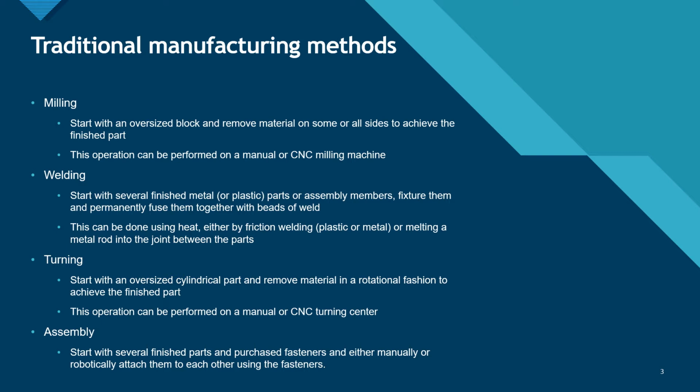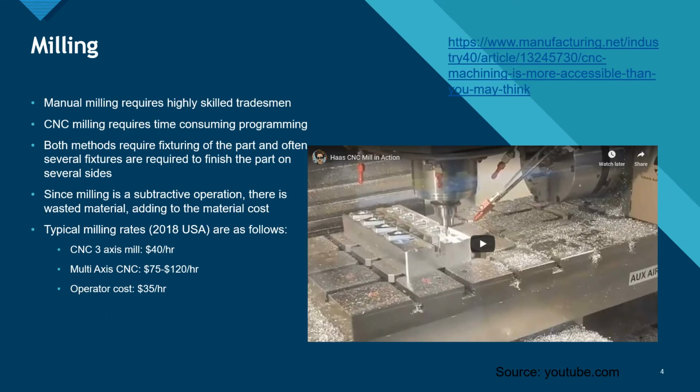For round or cylindrical parts, again, they would start with an oversized billet and put it on a manual or a CNC lathe or turning center and turn it until the final part shape was achieved. And parts could be joined through welding processes or by assembly with bolts and other fasteners.